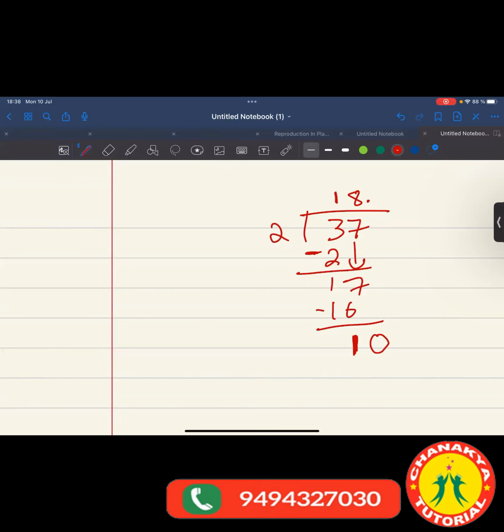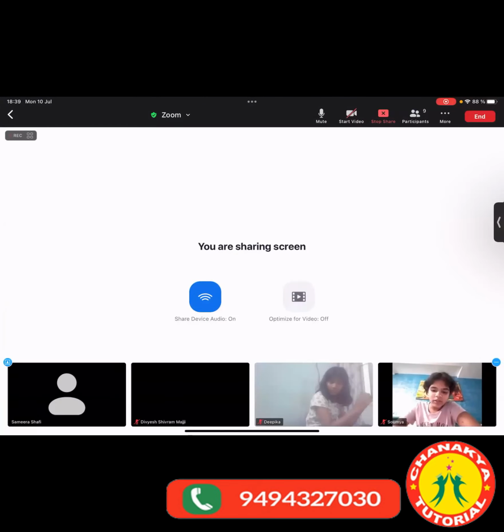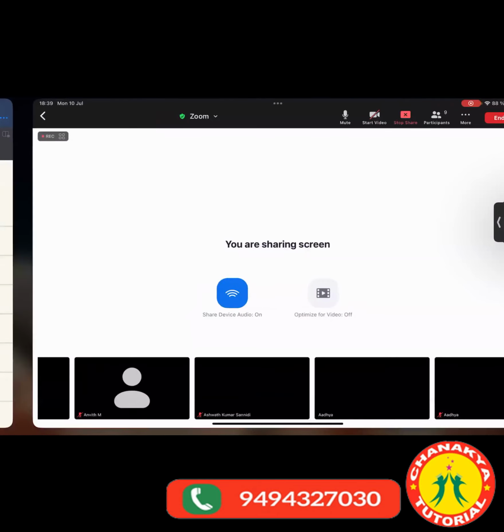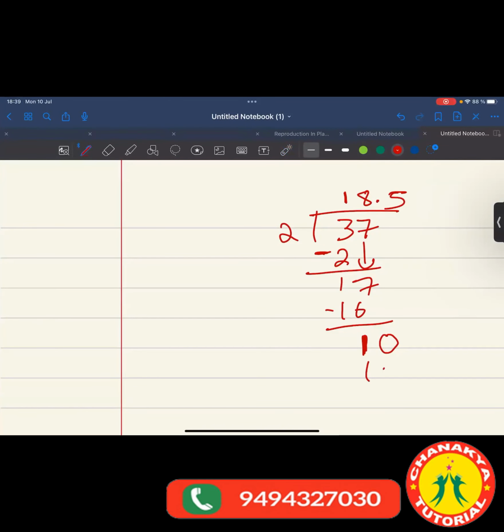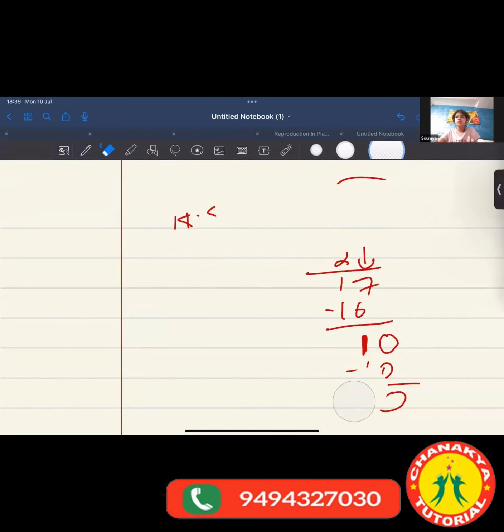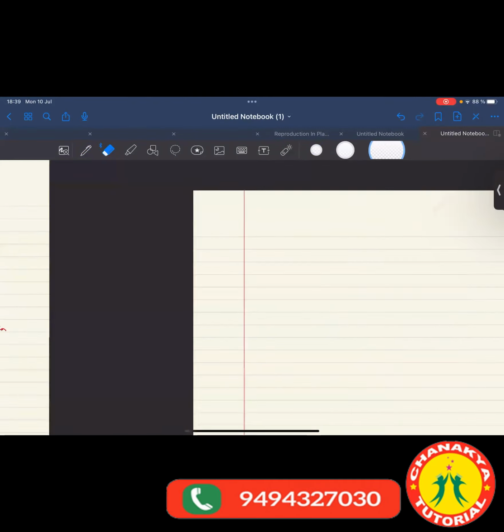2 what's the 10? Adya? Ma'am? 5. Yeah, 2 5s are 10. So now you got 0. So 18.5 is your answer. This is how you do decimals. Is it clear? Okay, keep practicing, you will get it. Okay, no worries. Is this clear to all of y'all? All the sums, homework sums and everything. Now let's do the homework sum.